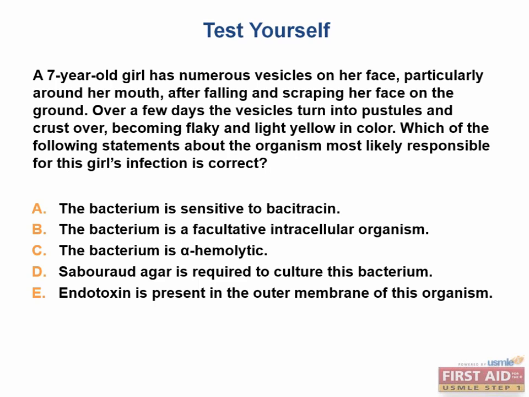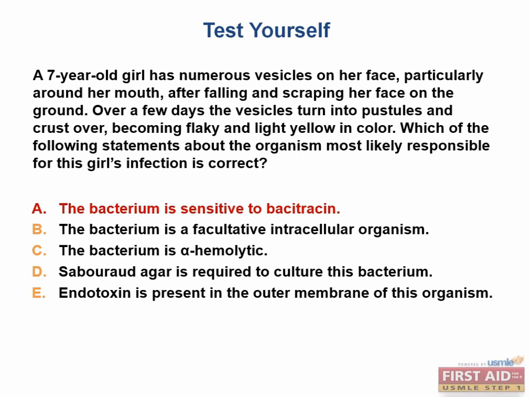A. The bacterium is sensitive to bacitracin. B. The bacterium is a facultative intracellular organism. C. The bacterium is alpha hemolytic. D. Sabouraud's agar is required to culture this bacterium. Or E. Endotoxin is present in the outer membrane of this organism.